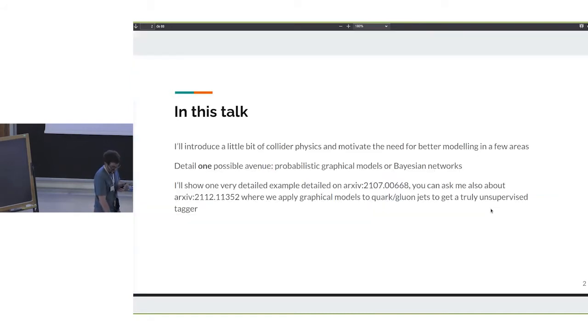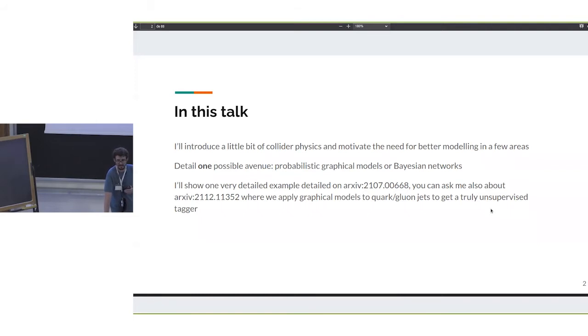So in this talk, I'll introduce a little bit of collider physics for those that are not familiar with it. And then I'll motivate why, when trying to study collider physics, we need to improve our modeling of all the relevant processes that are involved in the experiments. And then after motivating this need for better modeling, I'll detail one possible avenue.